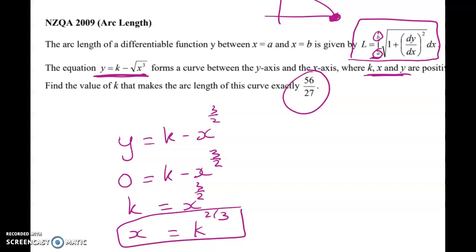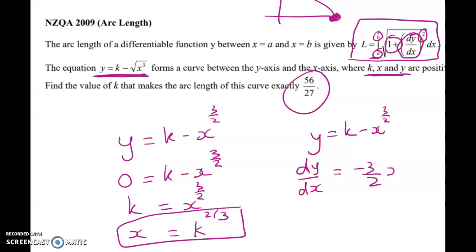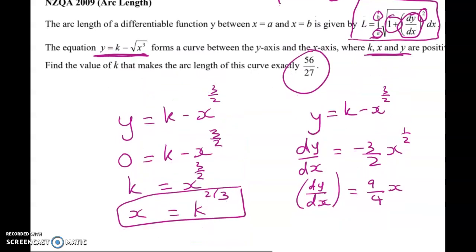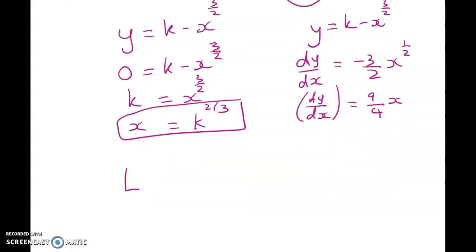Okay, now let's work with the function and see what we've got. We've got y equals k minus x to the 3 over 2, and you can see we need to differentiate it, square it, add 1, and then take the square root. So doing each of those steps, first of all, we get dy by dx is equal to negative 3 over 2 times x to the 1/2. Squaring that is pretty straightforward. We get 9 over 4x. And then we can add 1 to it, but I'll do that inside the integral because it's not too bad.